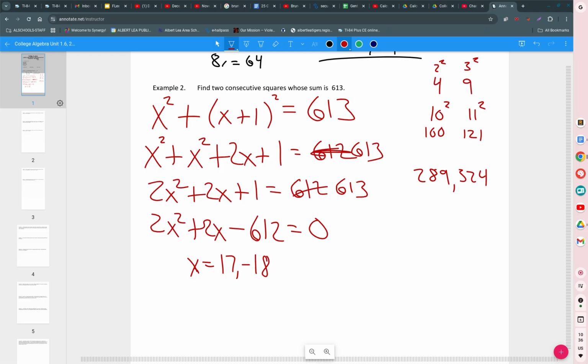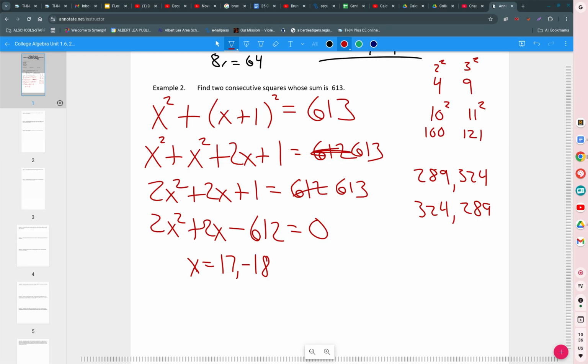Well, what if we would have chosen negative 18 instead? Negative 18 squared is 324. Negative 18 plus 1 is negative 17, squared is 289. I love the beauty of the mathematics, okay? We say consecutive. Did we say the smaller first and then the bigger, or the bigger first and then the smaller? The math has a way of finding them in both orders. It really is quite neat.